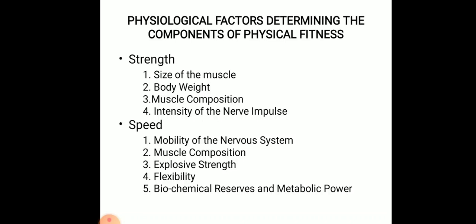This repeated contraction and relaxation of the muscle is made possible by the repeated excitations and inhibitions of the concerned motor center. And next one is the muscle composition. Muscle composition matters for speed. The muscles with a greater percentage of fast twitch fiber contract with more speed in comparison to the muscle with a lower percentage of fast twitch fiber.